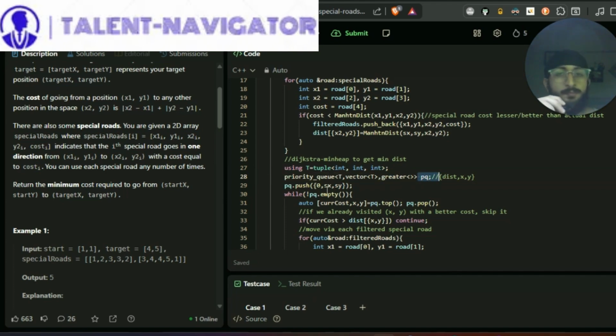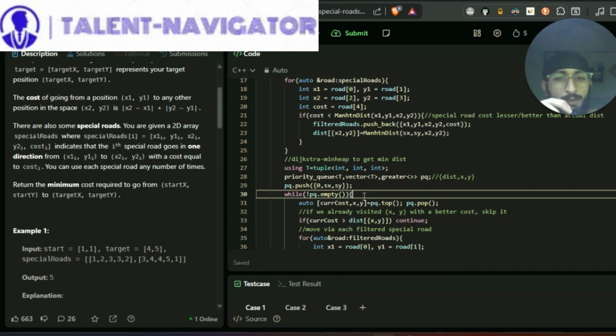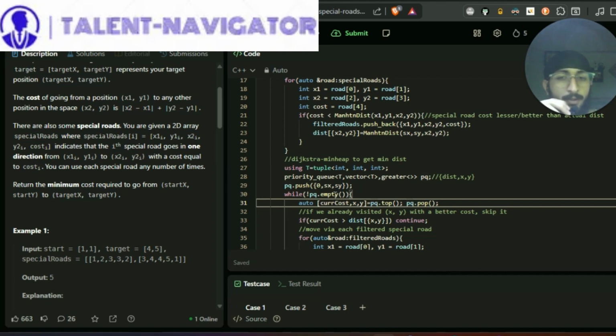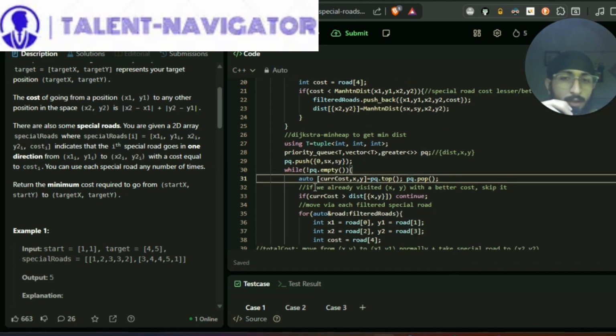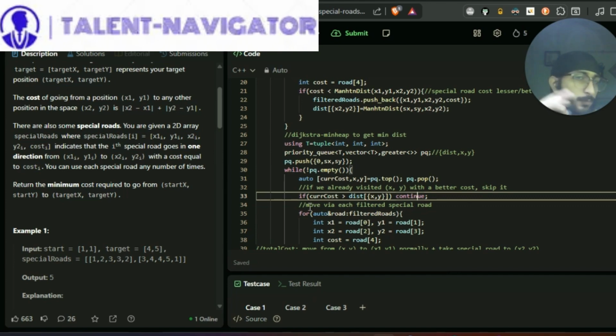So that is pq. Now we push the minimum distance, that is 0 and sx, sy, where we are starting from, that is the start node, into the priority queue, and we start our standard Dijkstra's algorithm. That is, while the priority queue is not empty, we extract the current cost, x, y from the top of the priority queue, and then pop these elements. Now we check if the current cost is greater than distance of xy. So if we have already visited xy with a better cost, we skip it. So we continue.